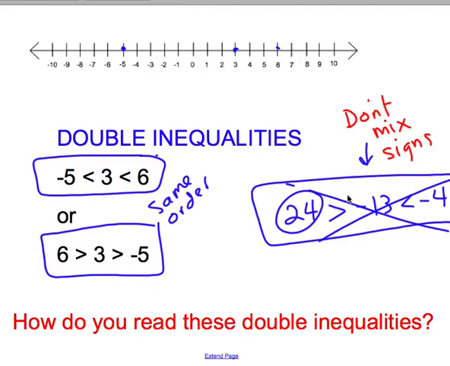And what I told you is don't mix the inequality signs. -5 is to the left of 3, which is to the left of 6. And remember, the further to the left, the smaller you are, the further to the right, the bigger you are. So we could represent this double inequality, two inequalities, in this way. We can say -5 is less than 3, which is less than 6. Or we can go from big to small. We can say 6 is greater than 3, which is greater than -5. And that's how you read those double inequalities.